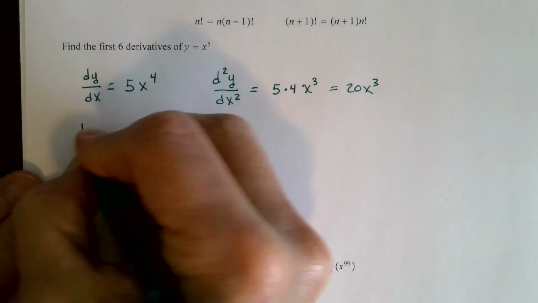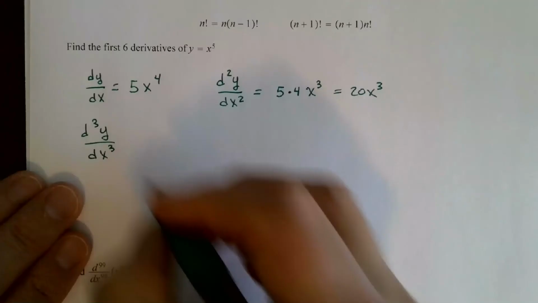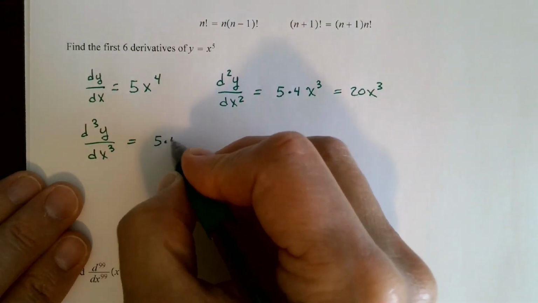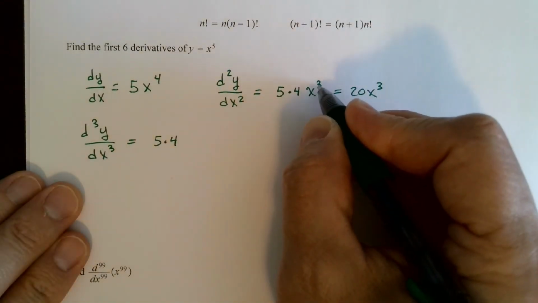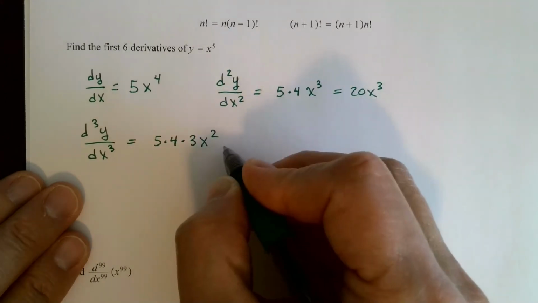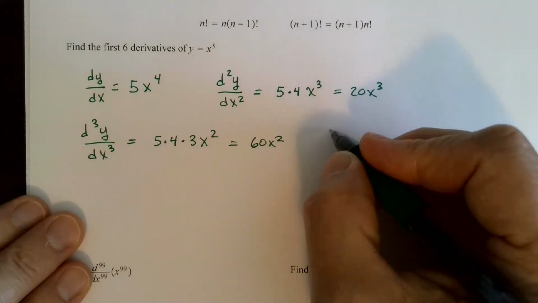What's the third derivative here? Well, 5 times 4 is a constant multiple. Pull that out. Times the derivative of x cubed, that's power rule again. Bring down the 3 and subtract 1, so x squared, okay? Which of course is going to be 60x squared. But again, I like that pattern that we're developing here.